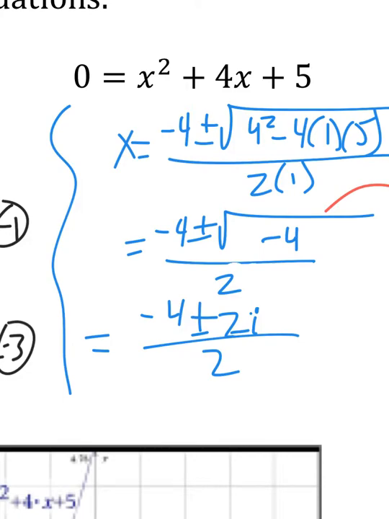Don't just divide one. If that was not there, you'd be done. Okay, so if there was no 2 there, like I just magically erased it, we'd be done. But it is there. And so 4 divides both of them, and we get negative 2 plus or minus i. Okay.